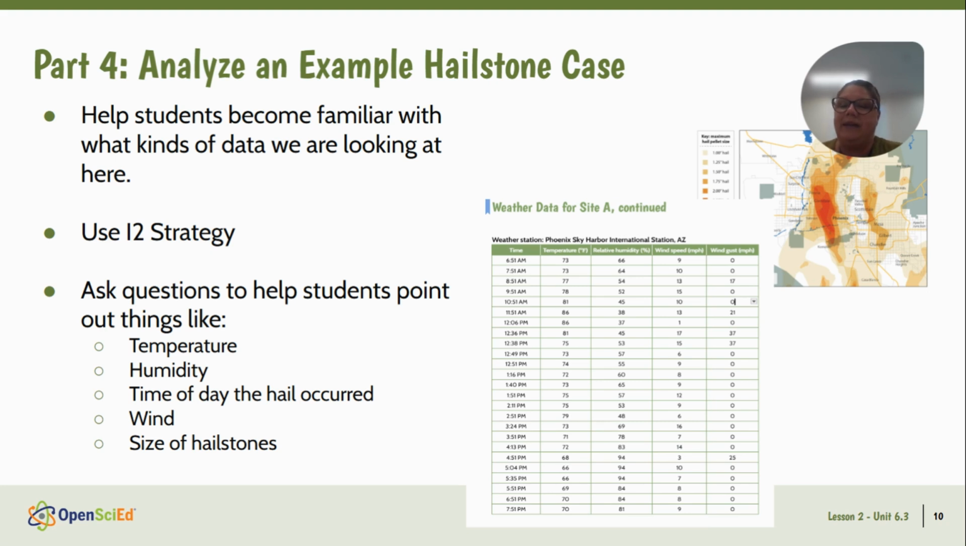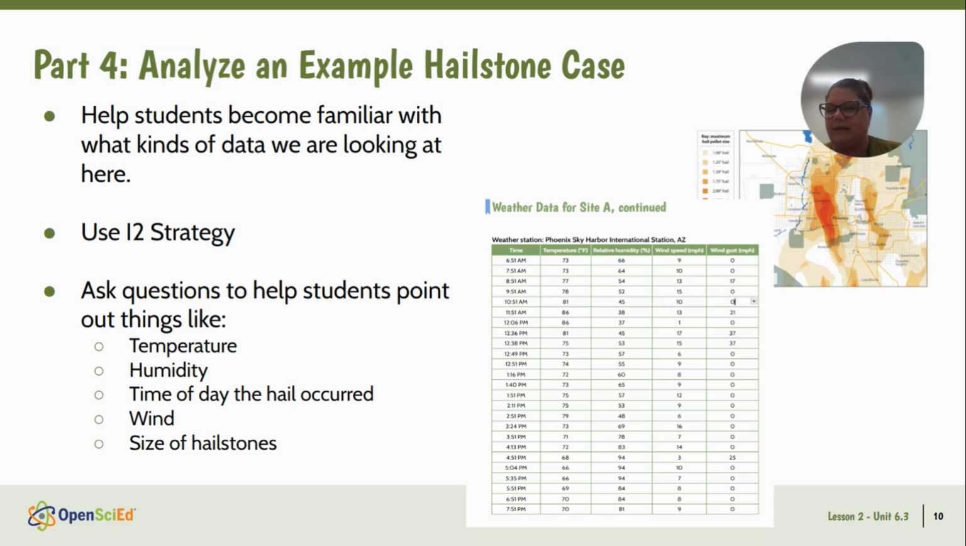By the end of the class, we're going to take a look at one sample set of data for just one location, to familiarize them with what kinds of information are on this, because it's a lot of numbers to look at, like, holy cow. So how can we break this apart and really figure out what we're looking at? We talk about how we can see the temperature and look at how the temperature changes throughout the day. We can look at the humidity, like what's the range of humidity.